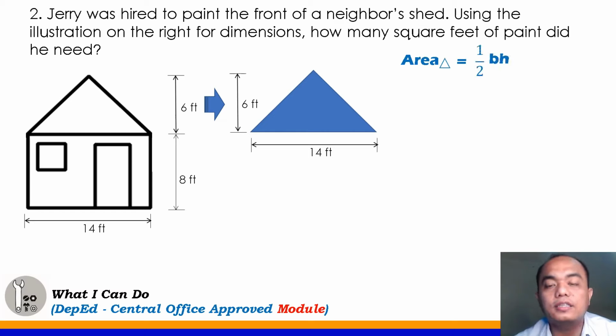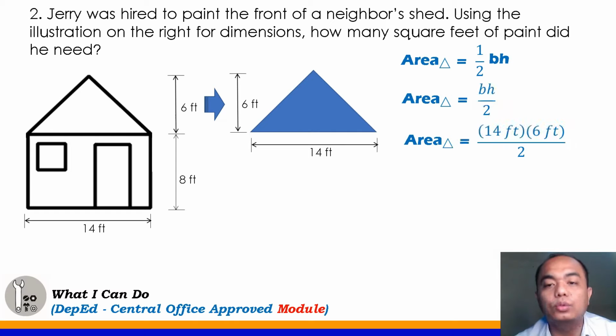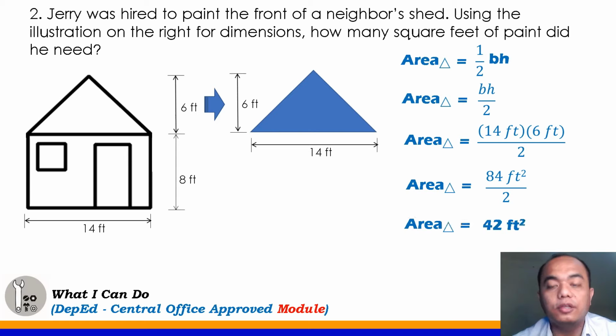So, area of a triangle is 1/2 times base times height, which will give you base times height divided by 2. So, 14 times 16 will give you 224 square feet. And we have divided by 2. Your answer there is 112 square feet for the area of the triangle.